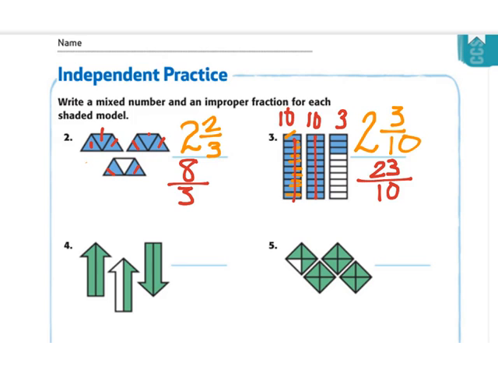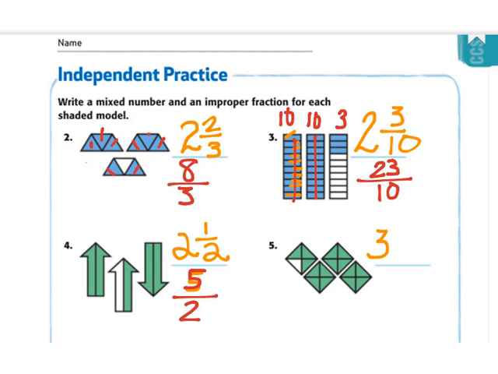Okay, question number 4. They tried to trick you a little bit by putting the partial model in the middle, but you're too smart. How many whole models do we have shaded? 2. And then we have 1/2 of that one in the middle. How many pieces, units do I have shaded in? Well, we have 5 units. I forgot to change my color. 5 units. And how many is each model divided into? 2. So 5/2.